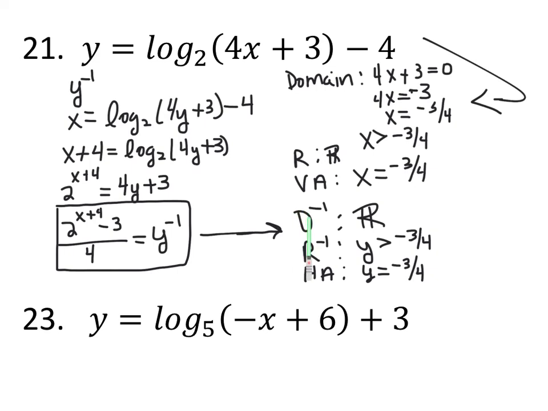So here I have the inverse. The domain for my inverse is all real numbers. The range for my inverse is y is greater than negative 3/4, and my horizontal asymptote is y equals negative 3/4. So you have to find the inverse, you have to know the domain and range, and you have to know which one has a vertical asymptote, which one has a horizontal asymptote, and what it equals.